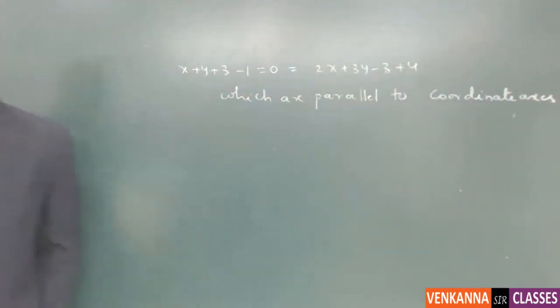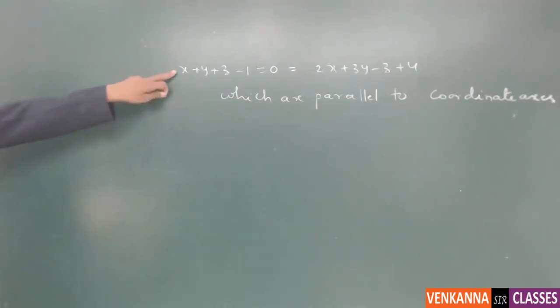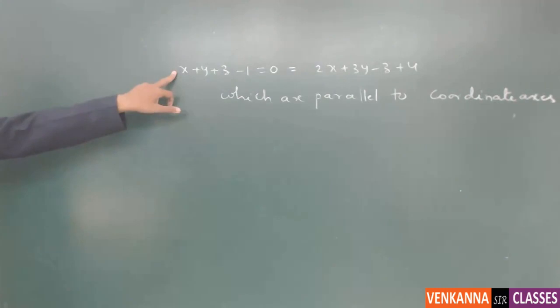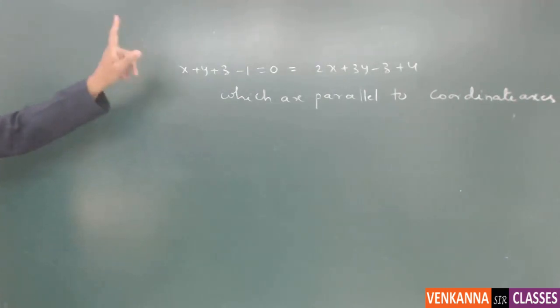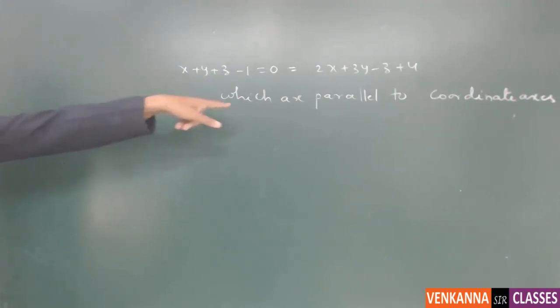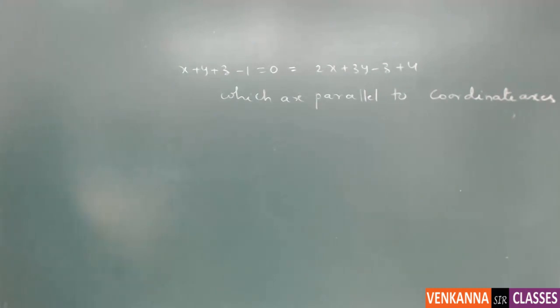So what was the question tag here? We need to find the equation of the planes passing through the line of intersection of these two planes, and that plane is parallel to the coordinate axis. Clear to everyone? Question tag.